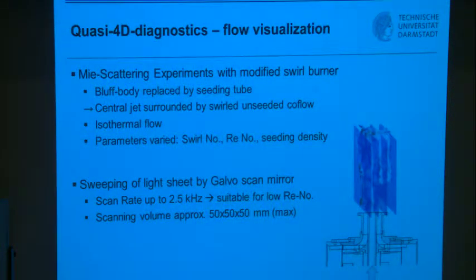So I would like to start with a simple visualization of a rather simple experiment that was conducted in my lab many, many years back, where we were using Mie scattering.